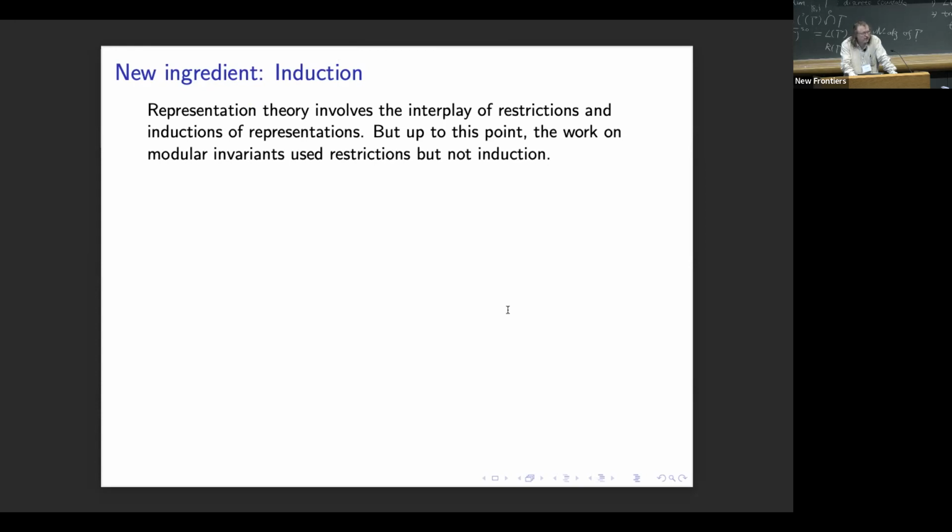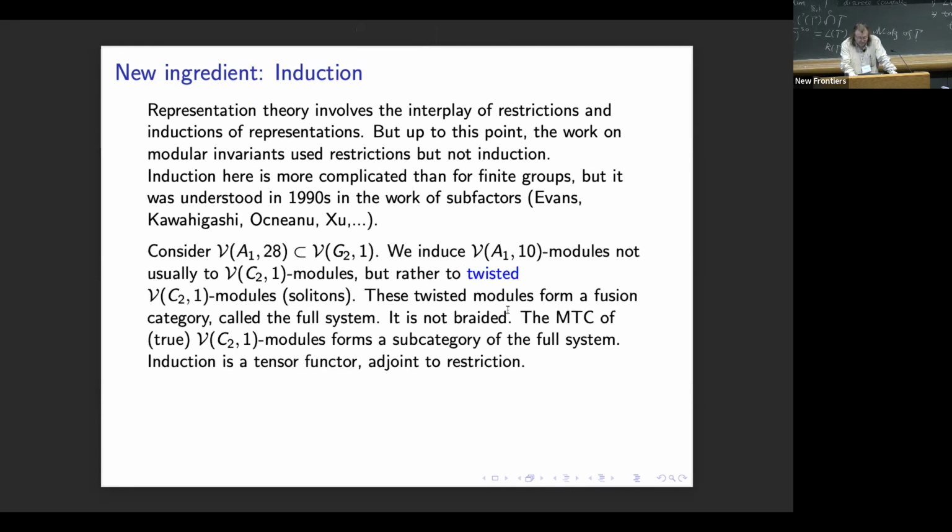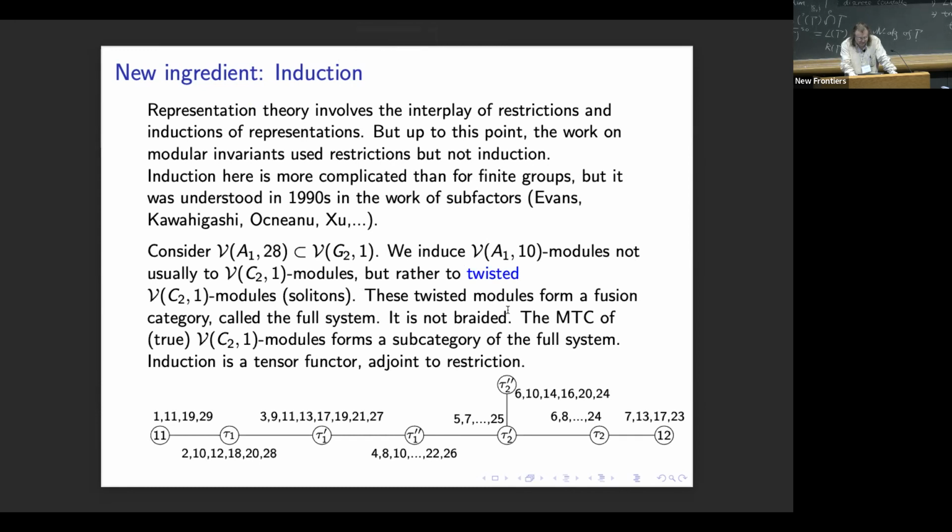So far, all I've mentioned are branching rules. All I've talked about are restrictions, but a much deeper part of the story is induction. It started in the subfactor world, and it's called alpha induction there. Others introduced this into that story, and it's a vital part of the whole story. And I'm definitely running out of time, so I'll do this very quickly. So your induction takes you, so we have some kind of a condensation, some kind of an extension. This is the E8 one. It's a condensation of A1 level 28 into G2 at level 1.